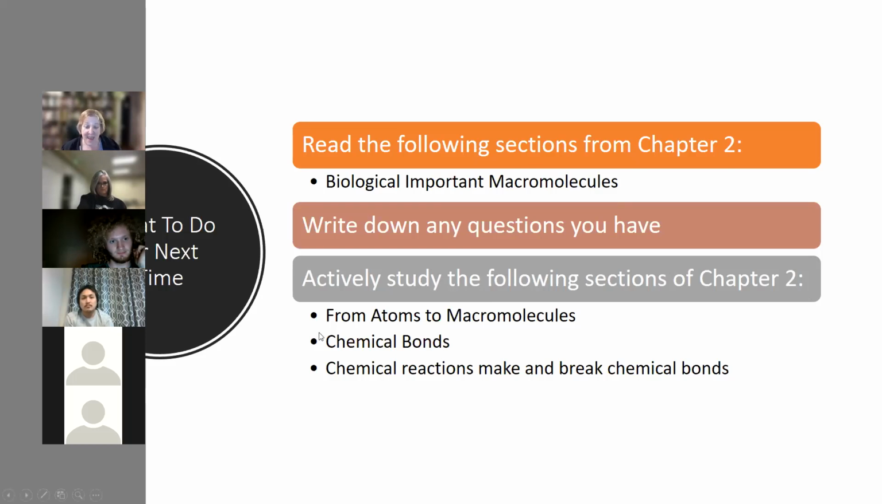And what we were doing with the quizzing, that's what I call active study. That's where you're forcing yourself to remember. And even if you can't remember, it's kind of like if you're trying to lift weights and you can't quite get all the way up, you're still getting some good exercise by trying. So make your brain sweat. And then study atoms to macromolecules, chemical bonds, and chemical reactions that make and break chemical bonds. That's what I call chemical reactions, but the section in the textbook is this big long thing. All right. Any questions?